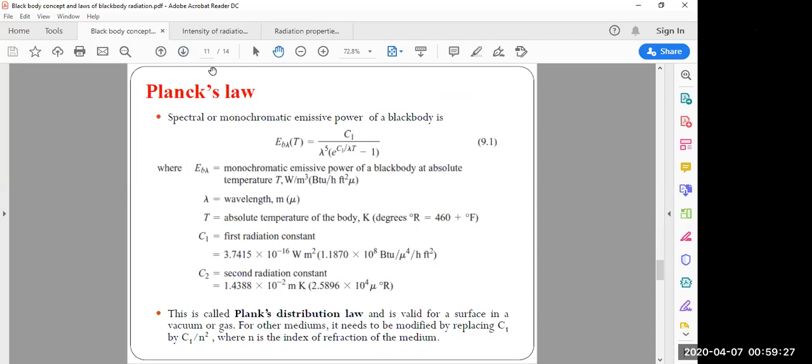The monochromatic or spectral emissive power of the black body is obtained from Planck's law. The equation is E_b lambda equals C1 by lambda to the power 5 into e raised to C2 by lambda T minus 1. C1 and C2 are two constants, having the values written here. E_b lambda is the monochromatic emissive power, the amount of energy radiated at a wavelength equal to lambda. You can use this equation to find the monochromatic emissive power of a black body.